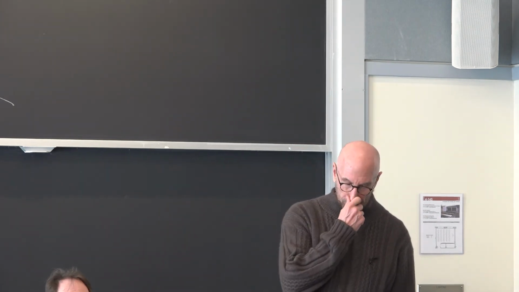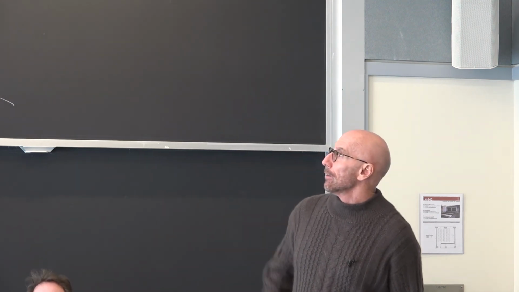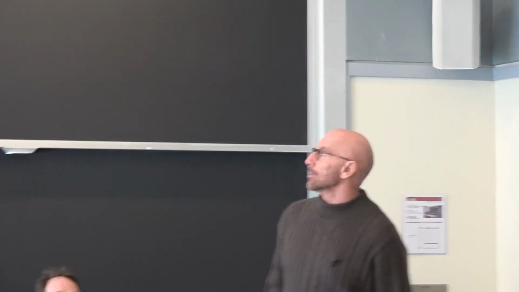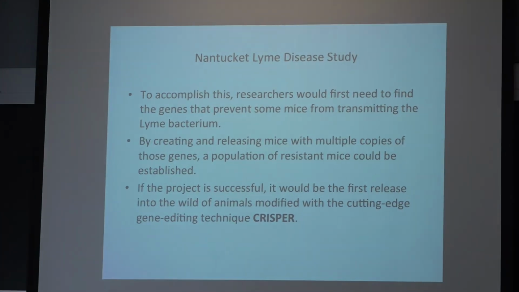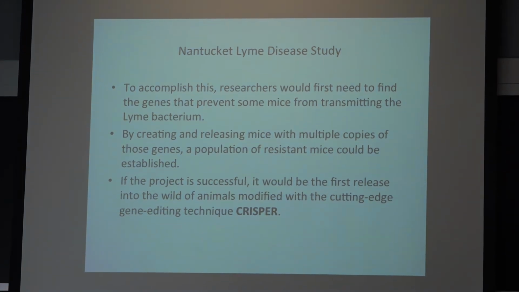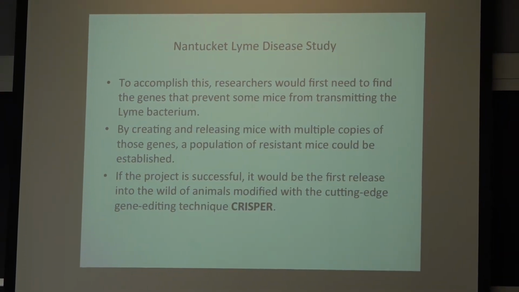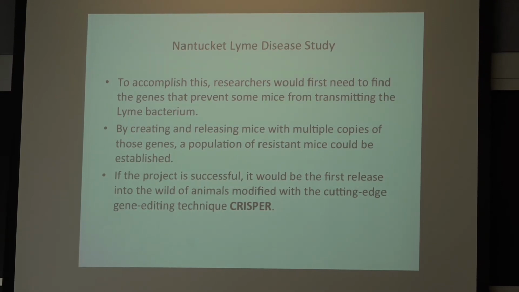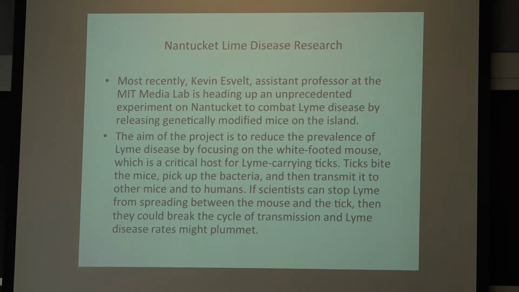Anyhow, this Lyme disease project, what they did is they needed to find genes that prevent some mice from transmitting the bacterium, and by creating and releasing mice with multiple copies of those genes, hopefully a population of these resistant mice would start running around Nantucket and would inhibit the propagation of this disease. It all depended, though, on the technology behind these identical copies of mice. You can look at the studies that he has published. It's all, like Tesla and like Toyota and like the others, it's all right there, and it's all free.